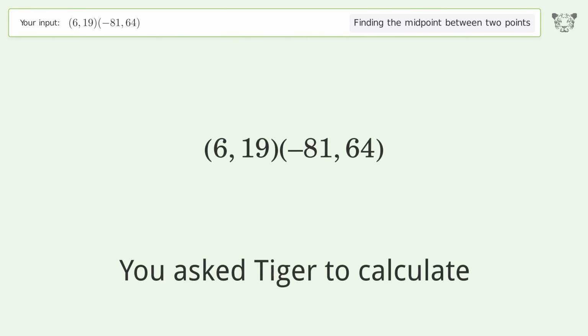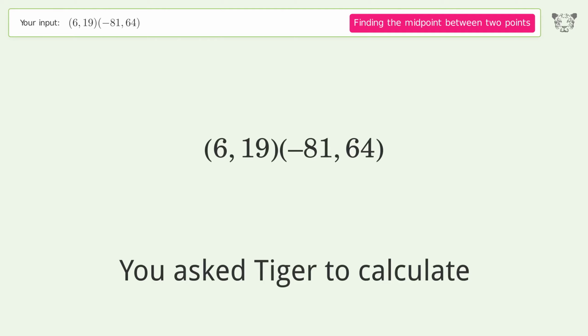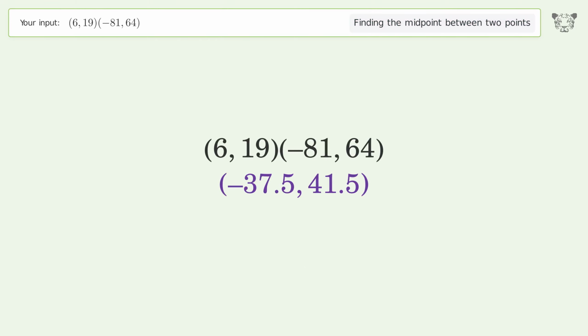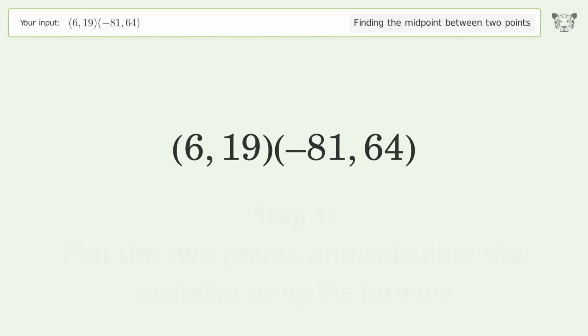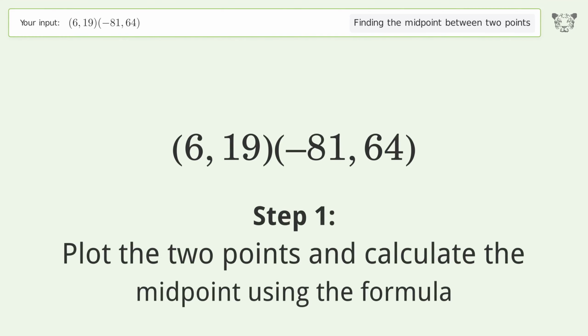You ask Tiger to calculate. This deals with finding the midpoint between 2 points. The midpoint between the 2 points is negative 37.5, 41.5. Let's solve it step by step. Plot the 2 points and calculate the midpoint using the formula.